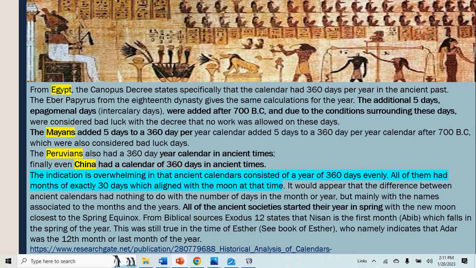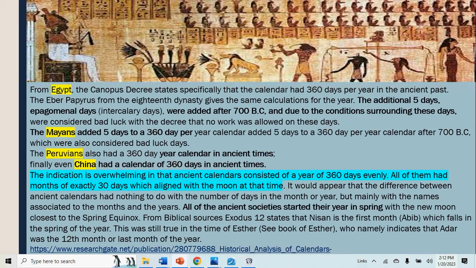So from Egypt, the Canopus decree states that the calendar had 360 days a year, and then the Mayans added 5 days to their 360-day year. I'll let you pause the screen and you can read this all and look the links up below. The Peruvians also had a 360-day year calendar in ancient times. And finally, China had a calendar of 360 days in ancient times. The indication is overwhelming that ancient calendars consisted of a year of 360 days evenly. All of them had months of exactly 30 days, which aligned with the moon at that time.